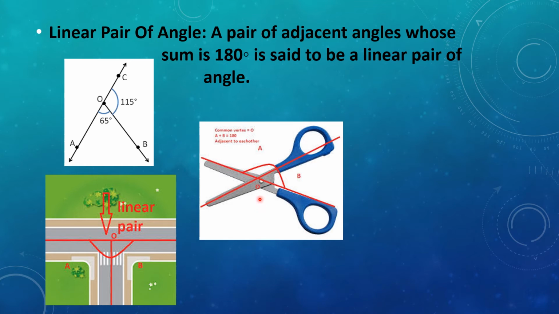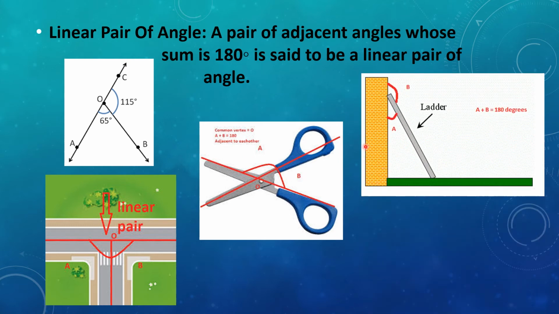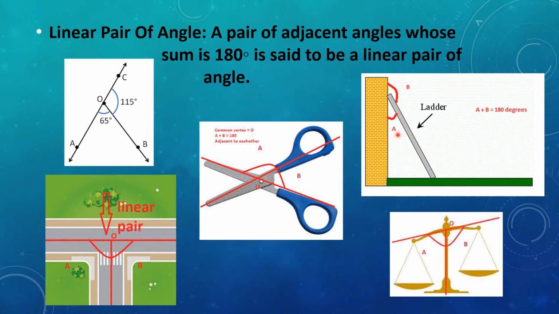Here in a scissor also you can see that it is a straight line and angle A and angle B are adjacent and have sum 180 degrees. So these angles are known as a linear pair of angles. Next, when a ladder is leaned on a wall, here angle A and angle B would be equal to 180 degrees. So these angles form a linear pair of angles. Here you can see that angle A and angle B form 180 degrees. So this pair is known as a linear pair.